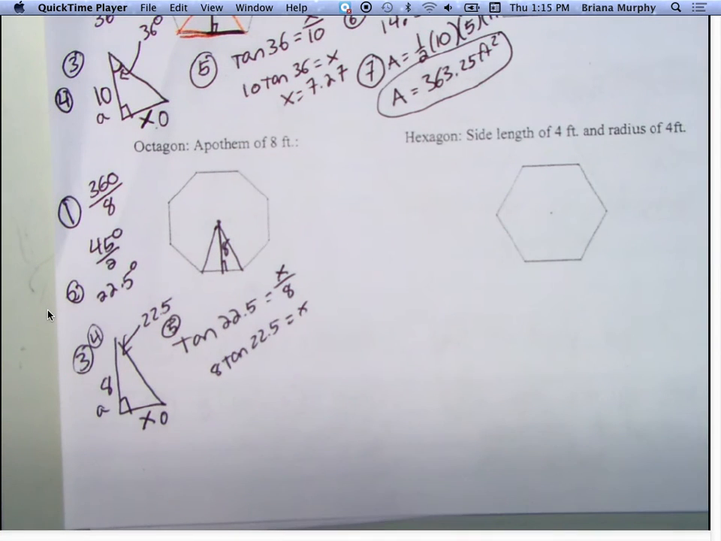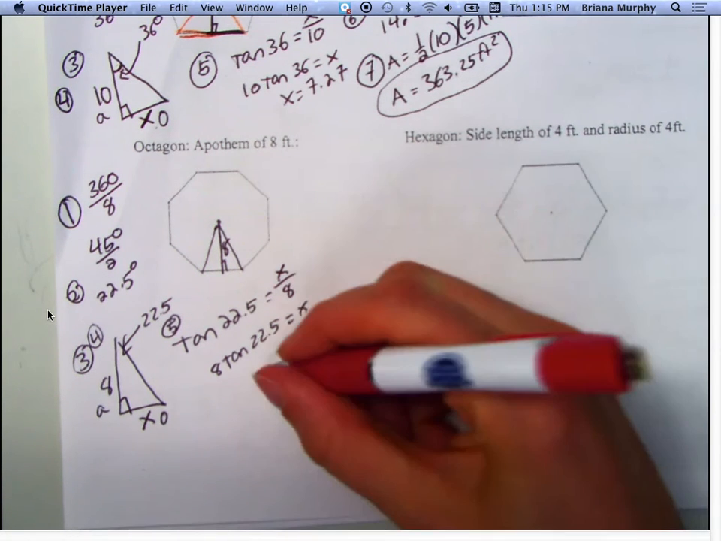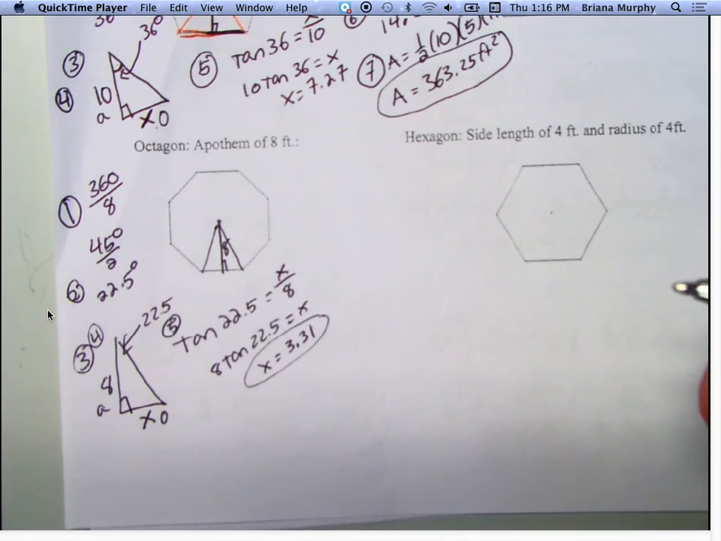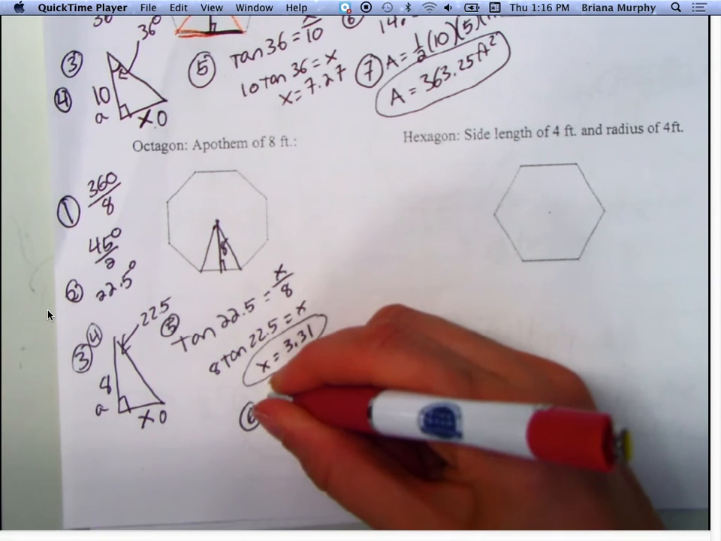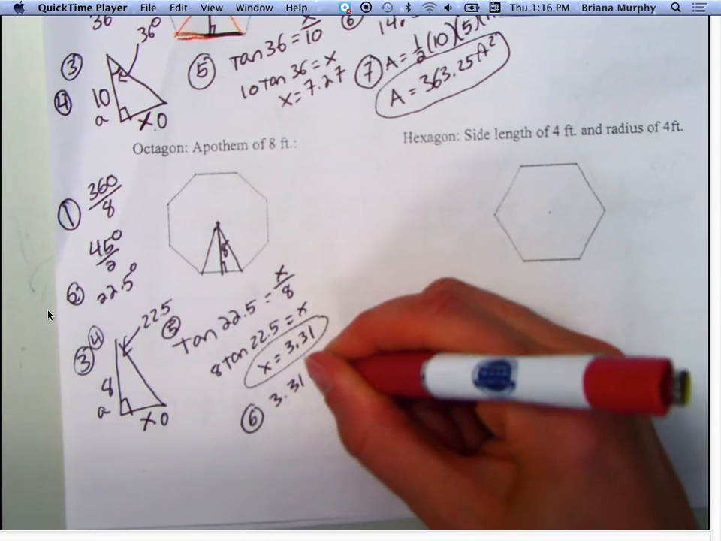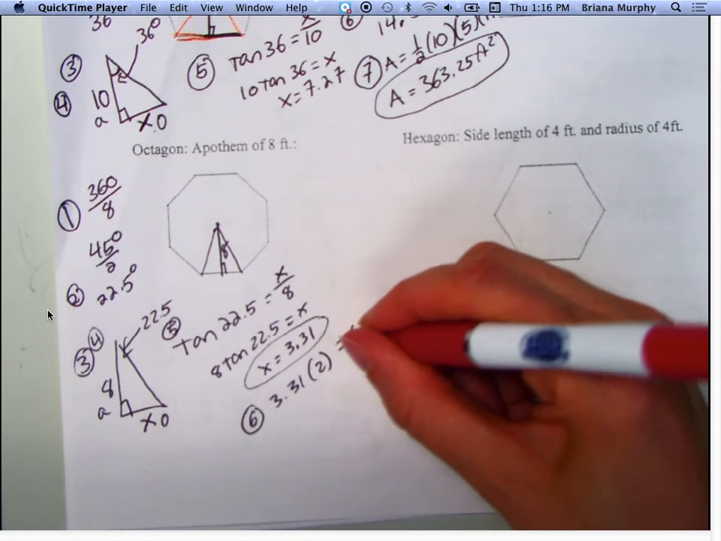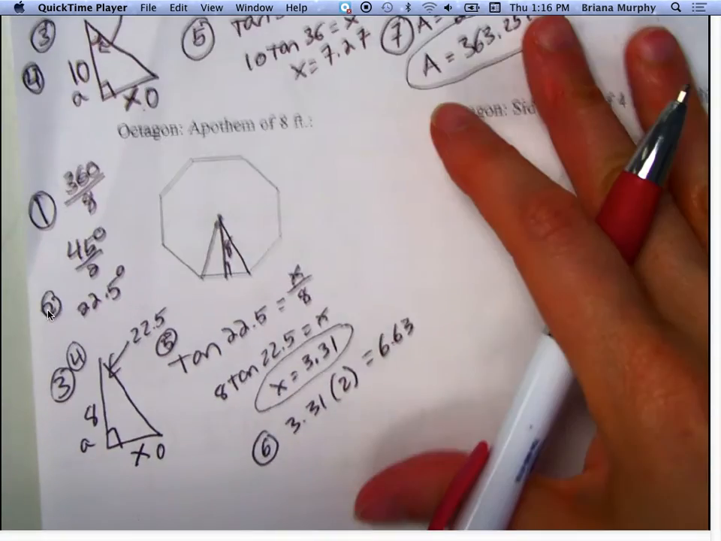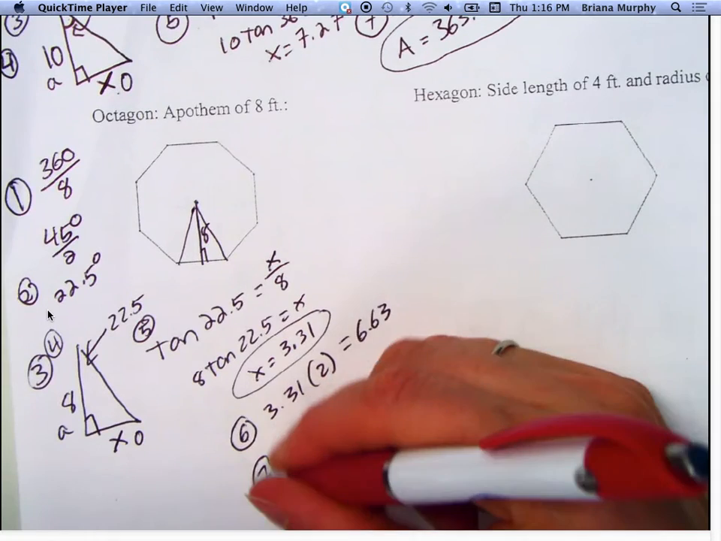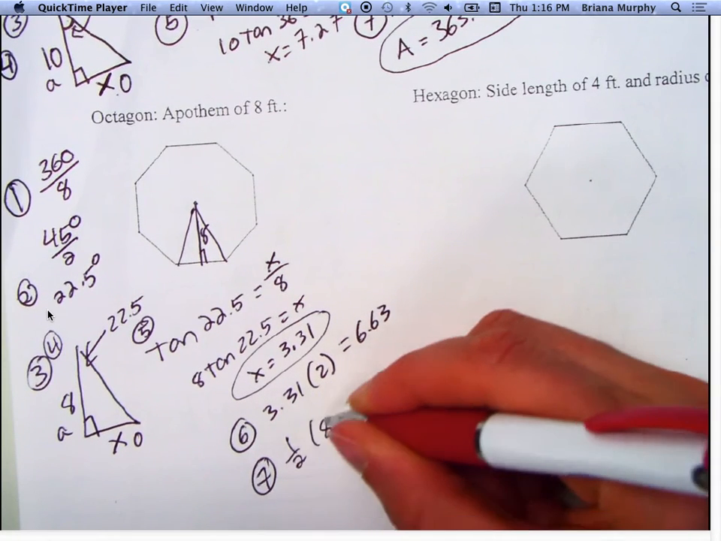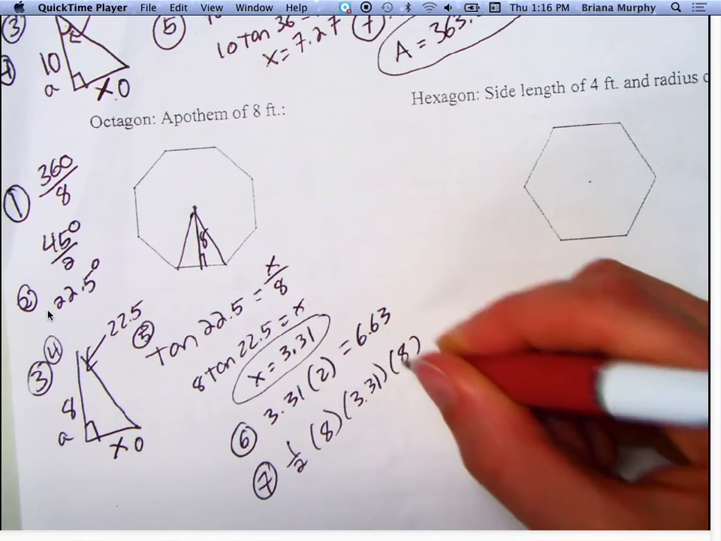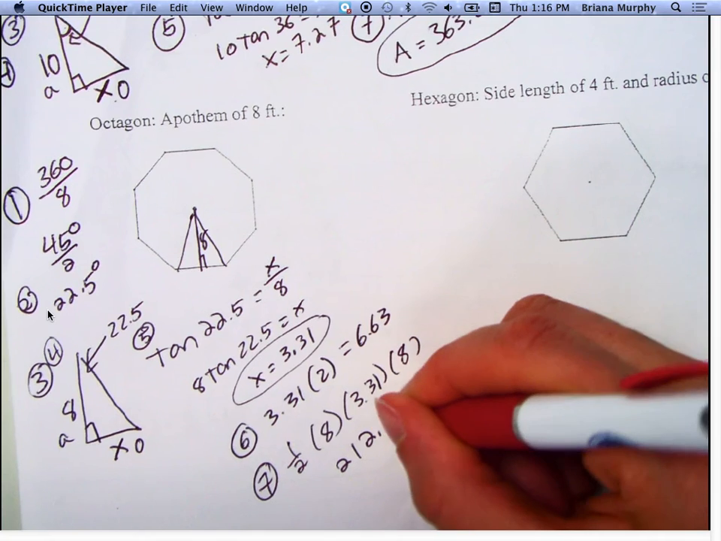So it should be x equals 3.31. Okay. Step 6, 3.31 times 2, because we want the whole length of the side, equals 6.63. If you made a mistake, you should fix your answers. Step 7, plug it into the equation. 1/2 the apothem, which is 8, times 3.31 times 8 gives us 212.16 feet squared.